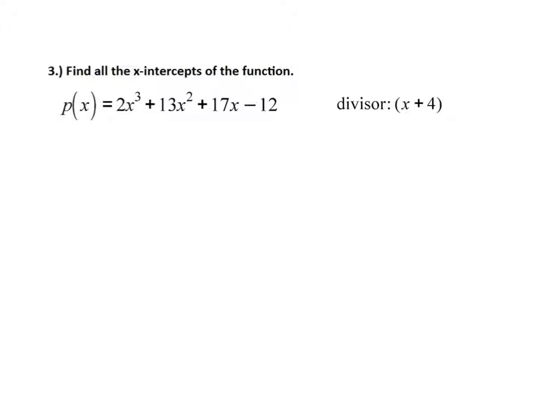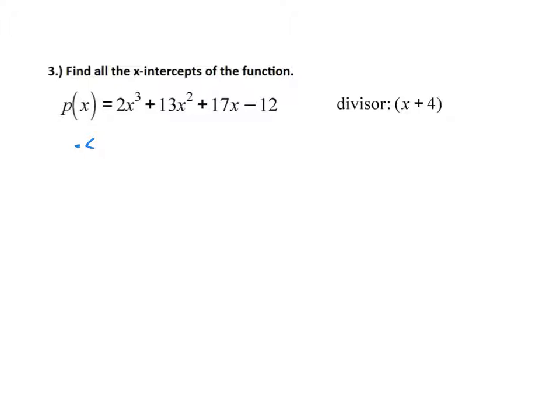In example 3, rather than asking you to solve the equation, the question says to find all the x-intercepts of the function. Well, by now, hopefully you realize that x-intercepts are zeros. And in order to find zeros, we set the equation equal to 0 and we factor it. In this problem, you're given the function, but you're also given a divisor, x plus 4. So let's factor this one by synthetic division.